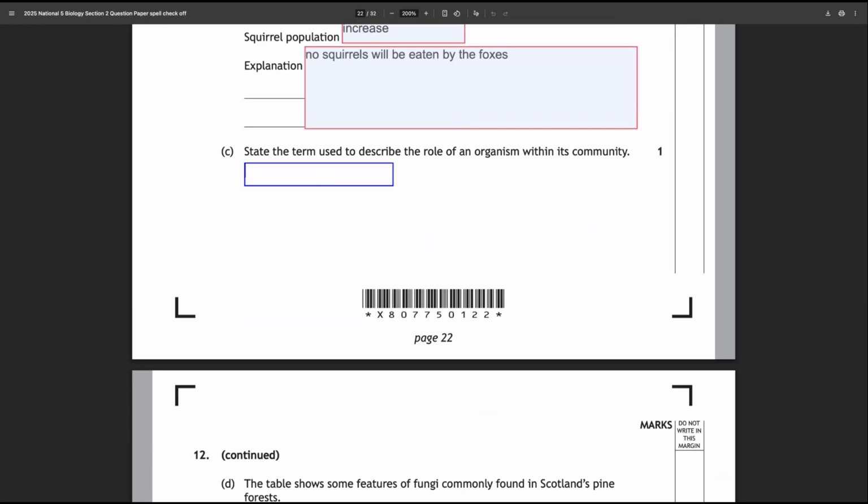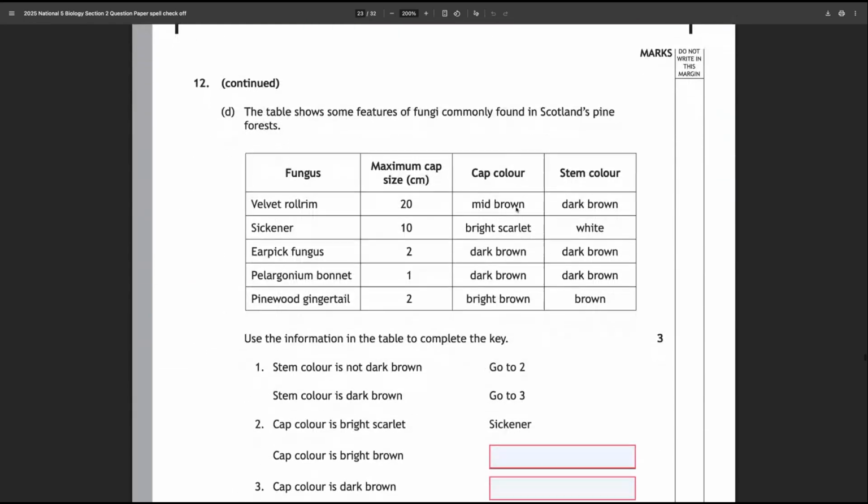Okay, part C, state the term used to describe the role of an organism within its community. One of our favourite words in biology, sounds great, is the word niche. So the niche is the role of an organism within its community.